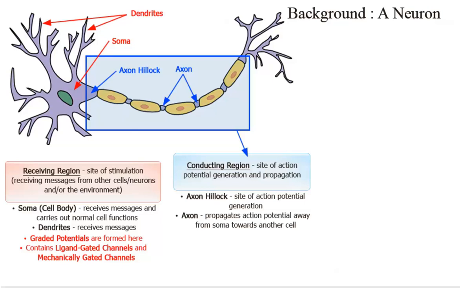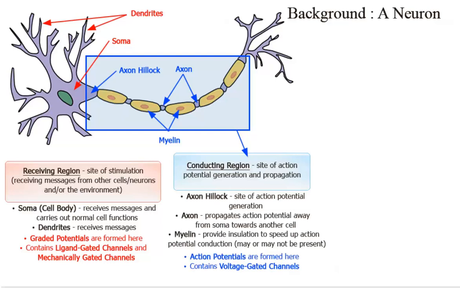The axon is a long, slender process that is going to propagate the action potential, which means the action potential will travel away from the cell body or soma along the axon. Neurons may or may not have myelin covering the axon. If myelin is present, then it provides insulation and allows the signal to travel faster. The conducting region of a neuron is where you will find the voltage-gated ion channels.